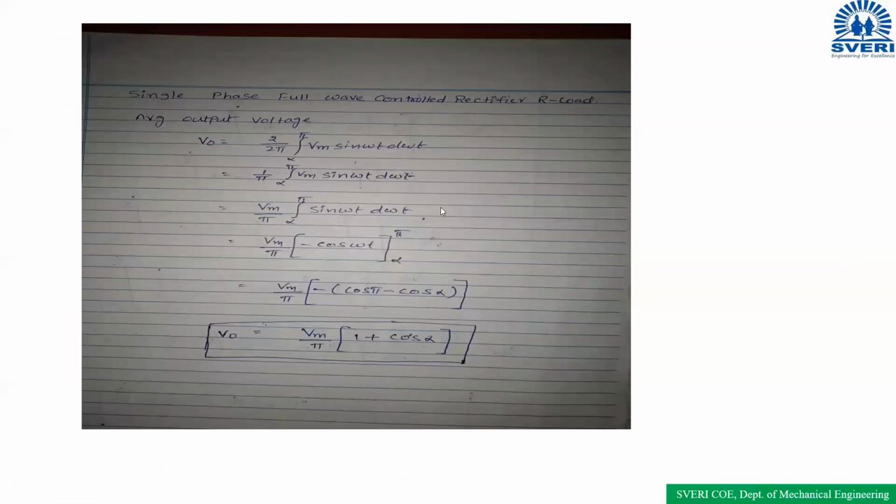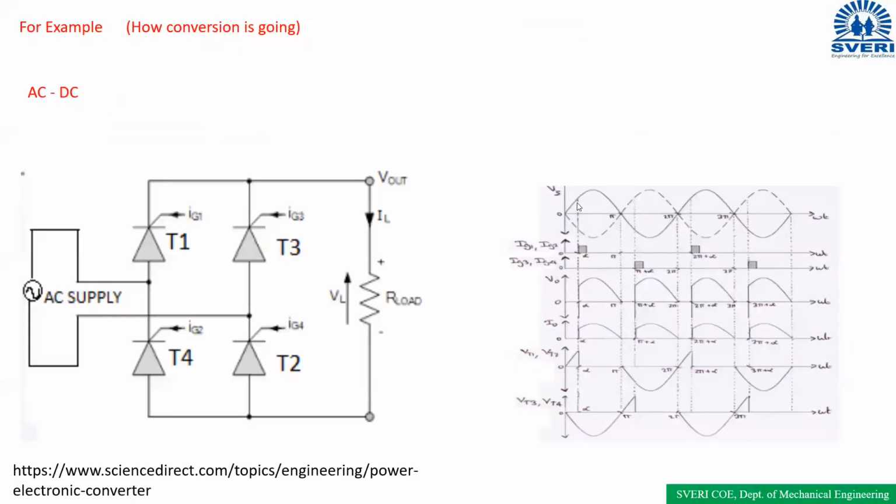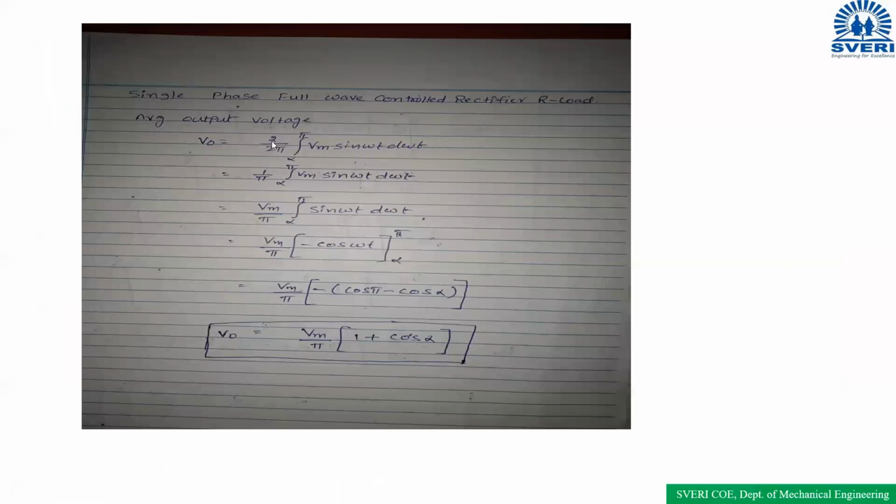And why have we taken the 2 pi here? It is the time required to complete one full cycle of the supply voltage: 2 pi, 360 degrees. We are taking radians per second. Clear? That is in the form of pi. So this is 2 by 2 pi integral alpha to pi Vm sin omega t d omega t. The 2 will cancel, giving 1 by pi integral alpha to pi Vm sin omega t d omega t. Here Vm is a constant, so we take it outside the integration: Vm by pi integral alpha to pi sin omega t d omega t.